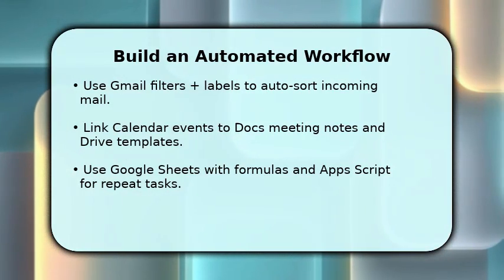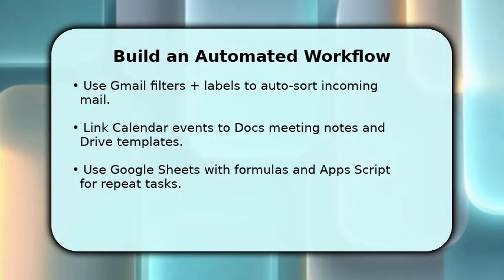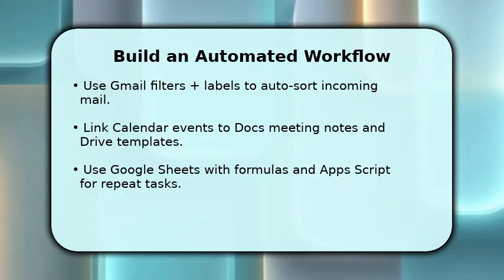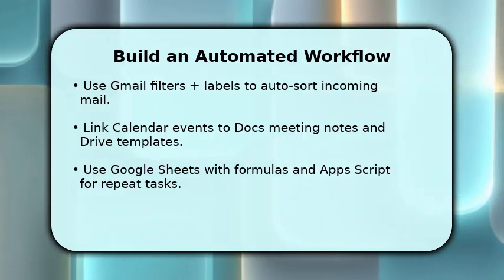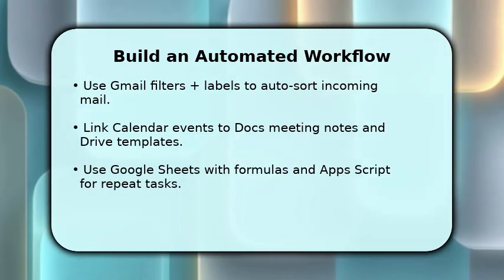You now automate the messy middle. Set Gmail filters and labels so messages route to the right project instantly. That frees decision energy. Once labels exist, link relevant calendar events directly to Docs meeting notes inside the event description and attach templates from Drive.